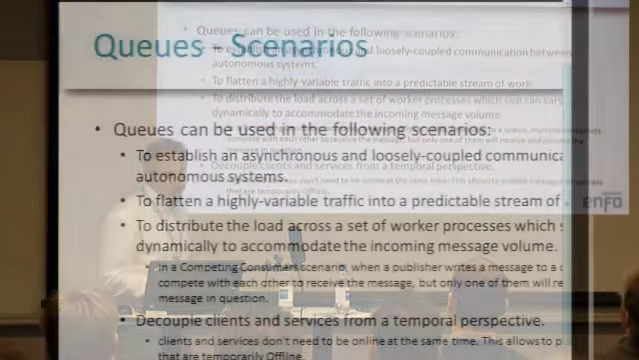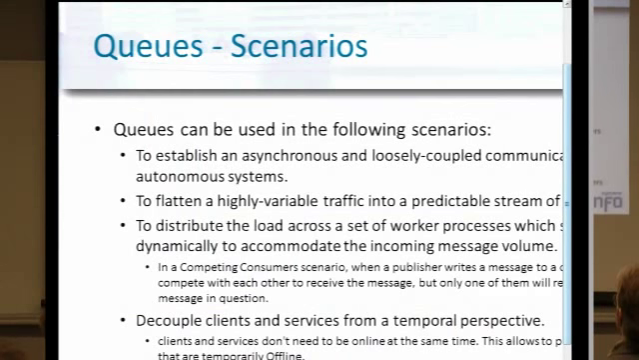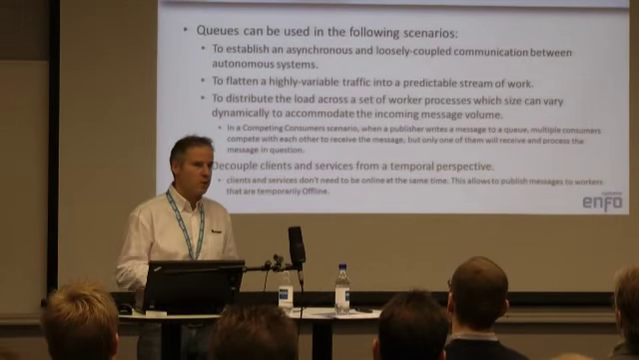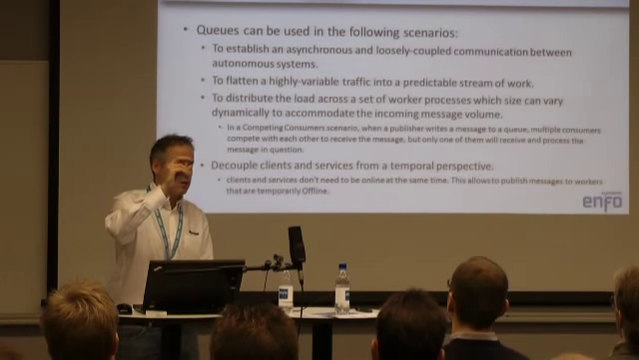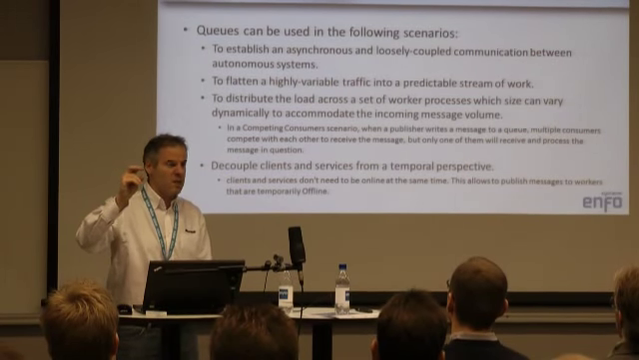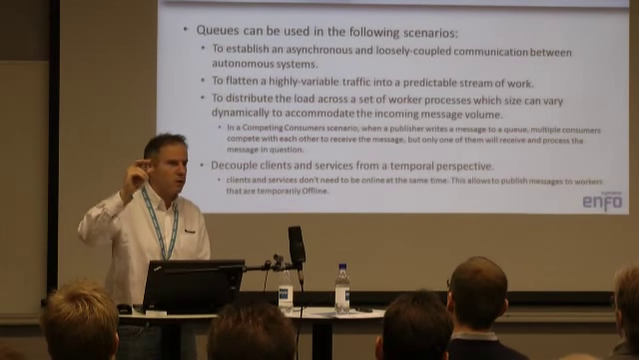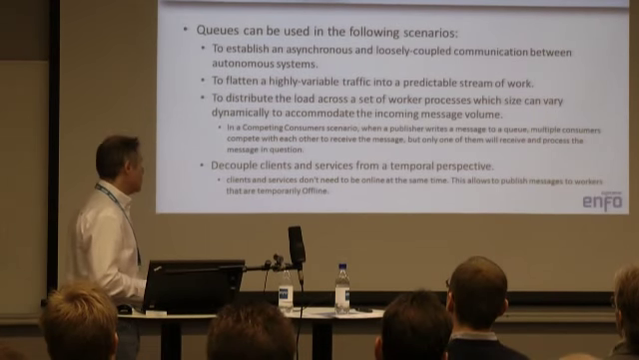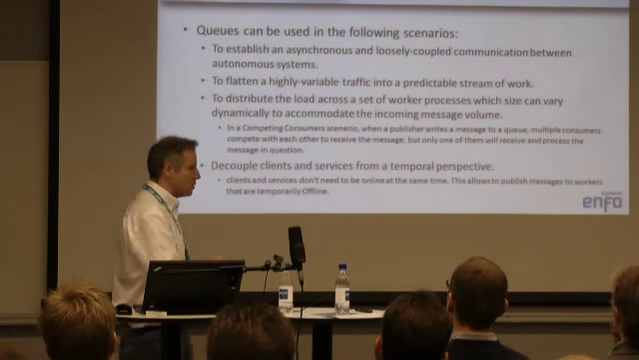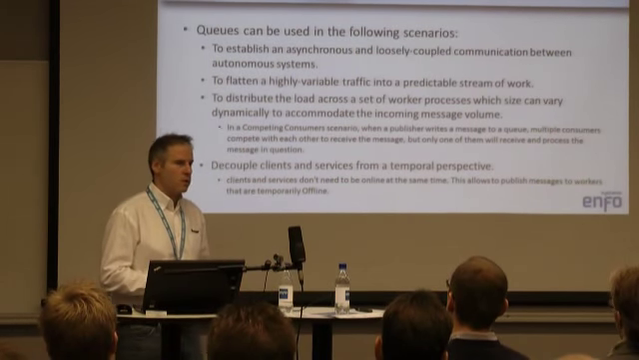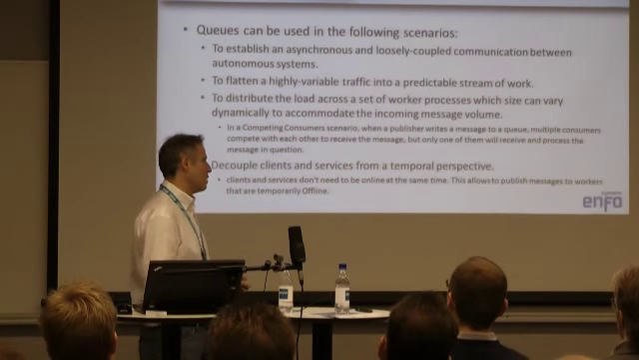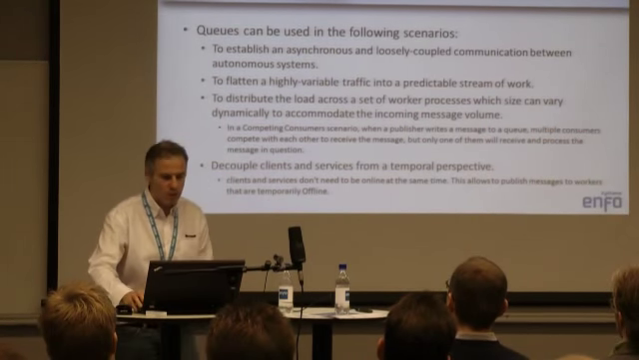Queues can be used in the following scenarios to establish, of course, an asynchronous, loosely coupled communication between different systems. You can also use this pattern to flatten highly variable traffic into a predictable stream, because every consumer receives messages from the queue at his own pace, at his own rhythm. You can also use queues to distribute the load across multiple worker processes, because once again, in a competing consumer scenario, you can have multiple applications receiving from the same queue.